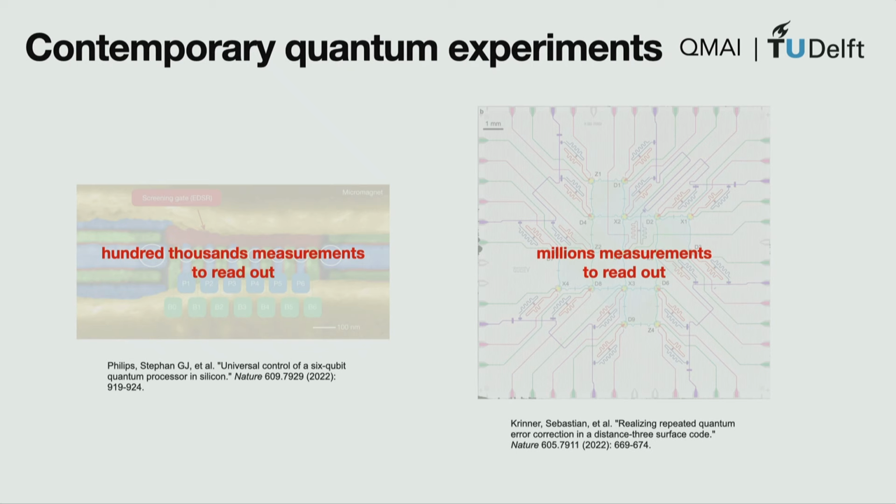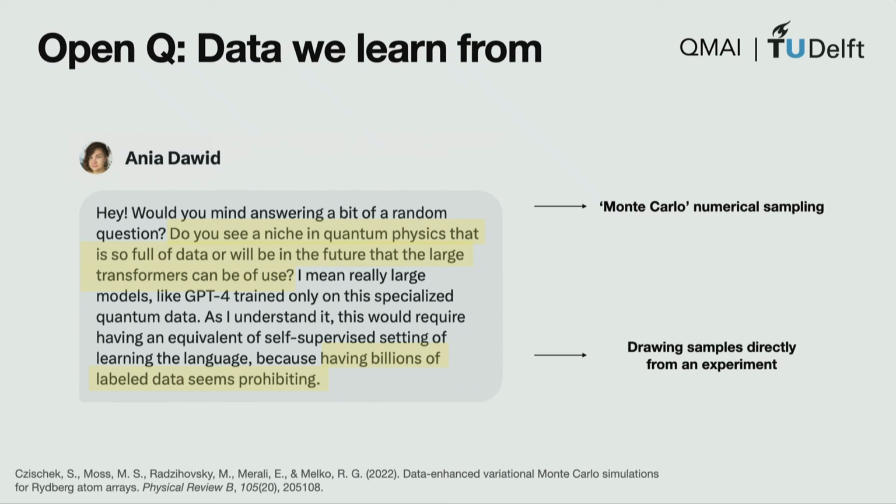So this is just to say that we have some kind of data, and so I want to bring back this DM that Anna sent me on Twitter: do we actually have data that super, super large-scale machine learning models can be trained on? Because if you think about it numerically, it's a super valid question, right? For a lot of the things that I want to numerically create data from, it's super expensive for most things that we care about.